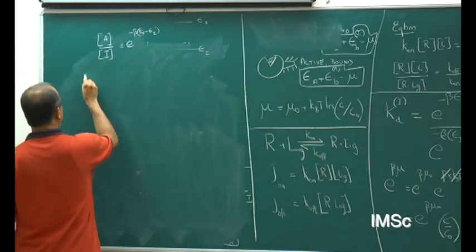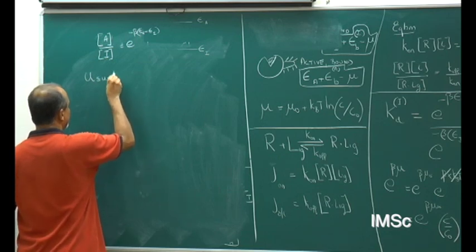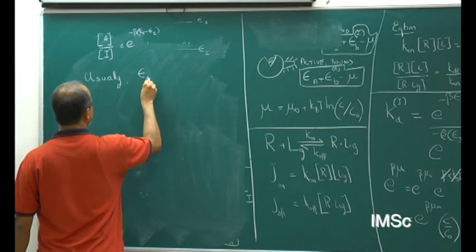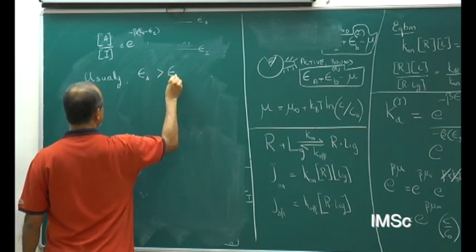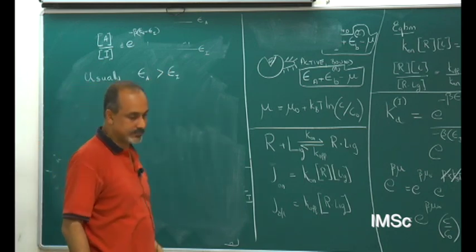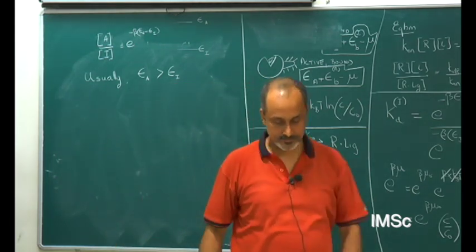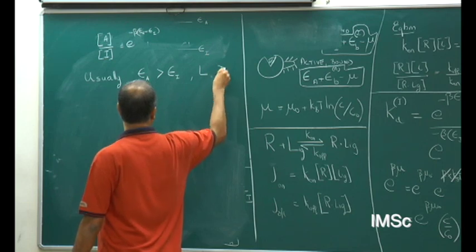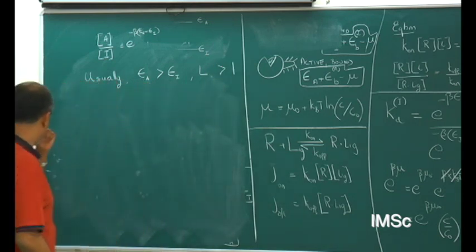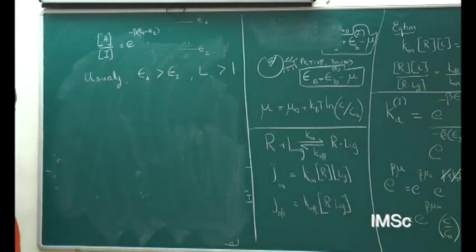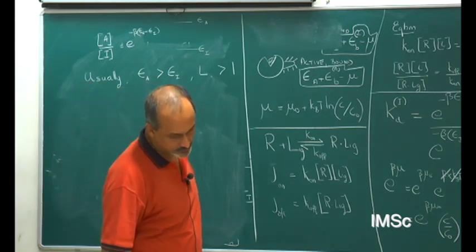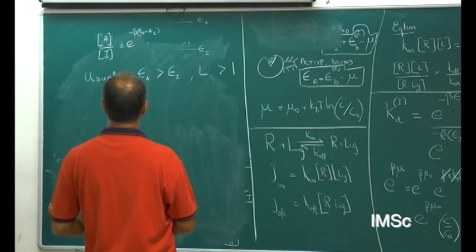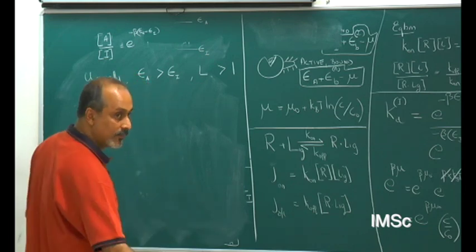Now usually epsilon for the active state is greater than epsilon for the inactive state. Which means that L is greater than 1. Greater than 1 or less than 1? Yeah, greater than 1.